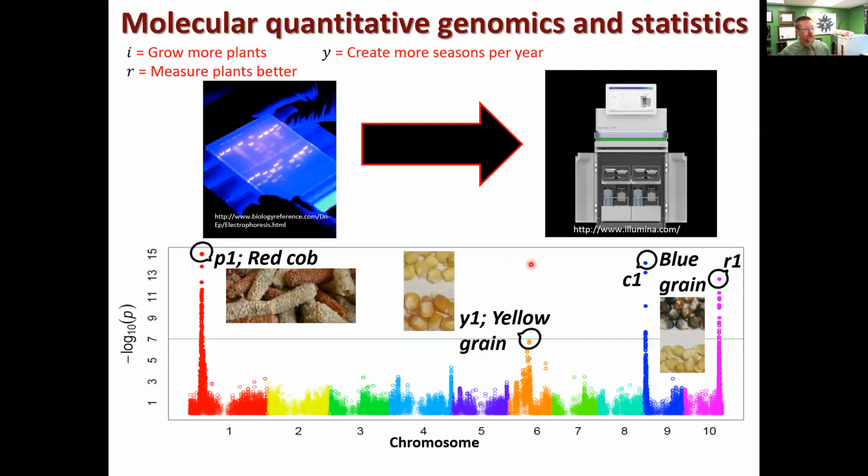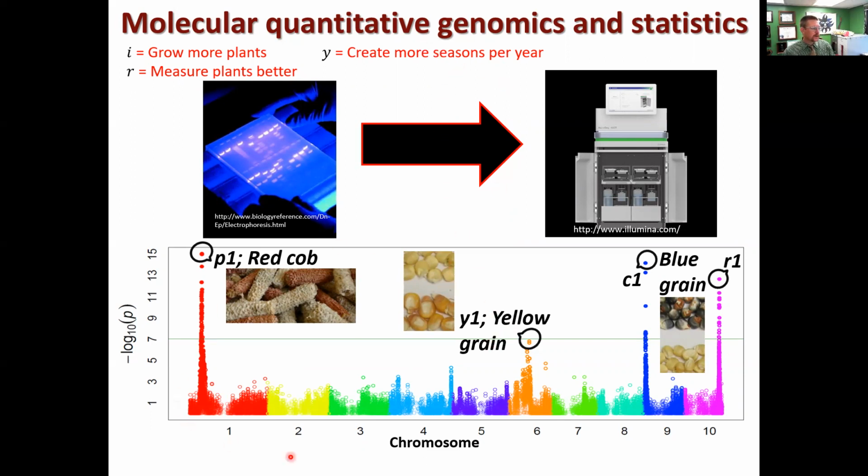So I mentioned molecular genetics, and that was the focus of my previous talks. And it's just important to remind everybody that it helps us grow more plants because we can pre-screen some of this material through DNA. It helps us measure plants better because molecular markers are very heritable. However, the traits that those molecular markers help control often don't have that same level of prediction. And it also helps us create more seasons per year, right?